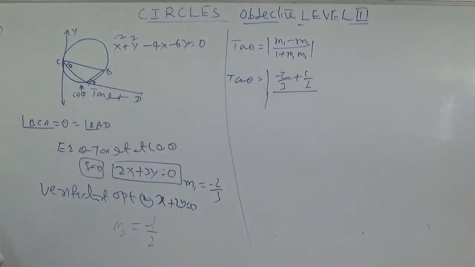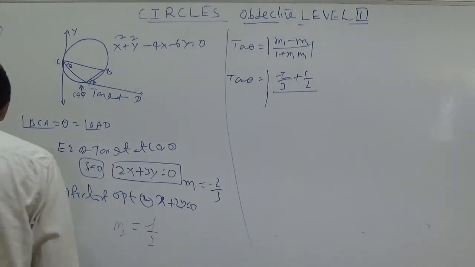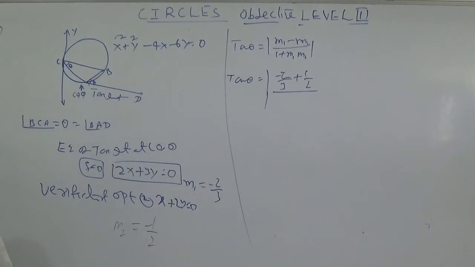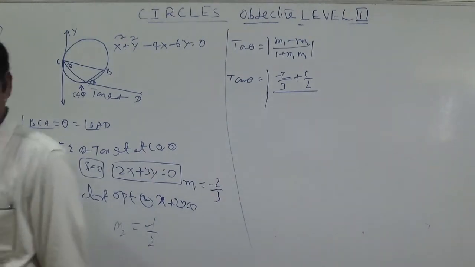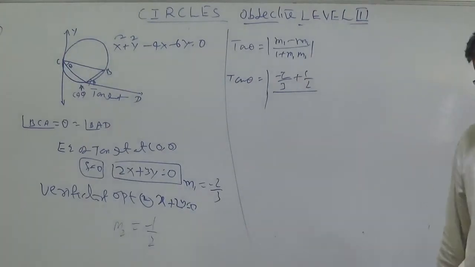2x minus x plus 2y is the second option, x plus 2y. So minus 1 by 2. Maybe the second option is not possible. Verify the third option, because we should get the answer 7 by 4. So the second option is not possible.